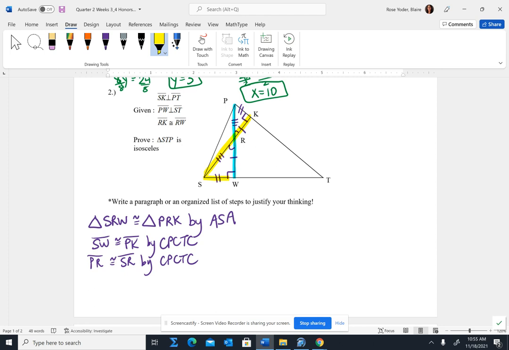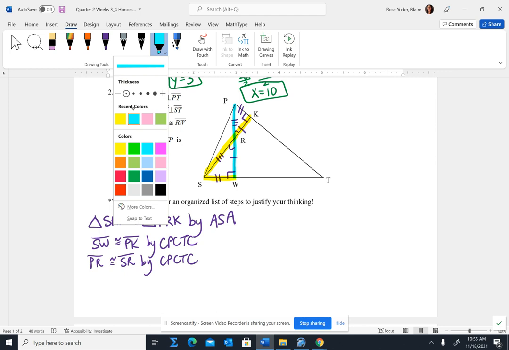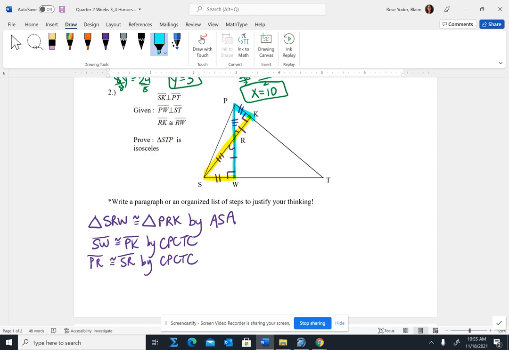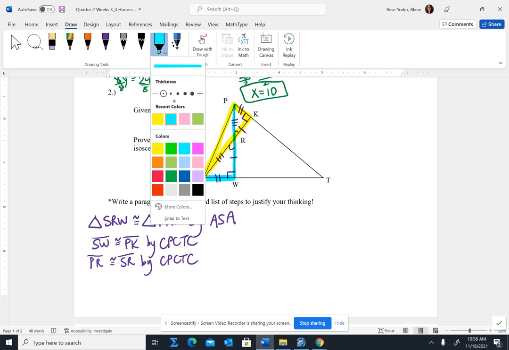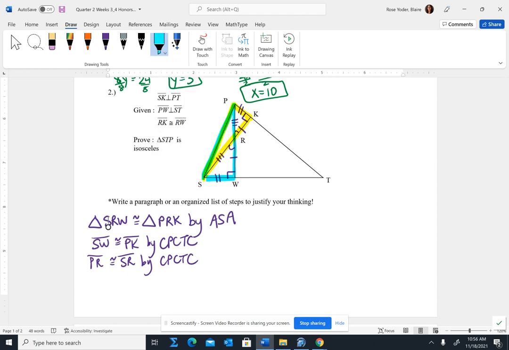And then now we also have SW and PK congruent as well. I highlighted those the wrong color. SW and PK congruent as well. And then SP is congruent to itself by the reflexive property. So that segment's in both triangles. PS is congruent to PS by the reflexive property. So now we have those two big triangles are congruent.